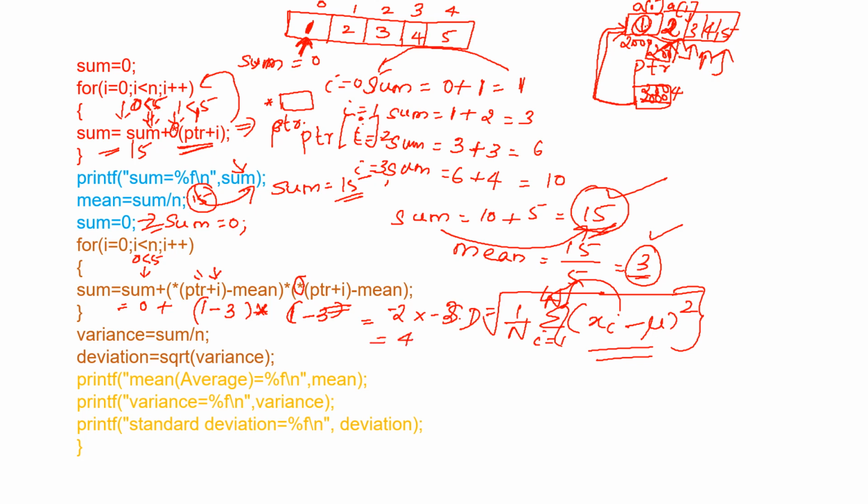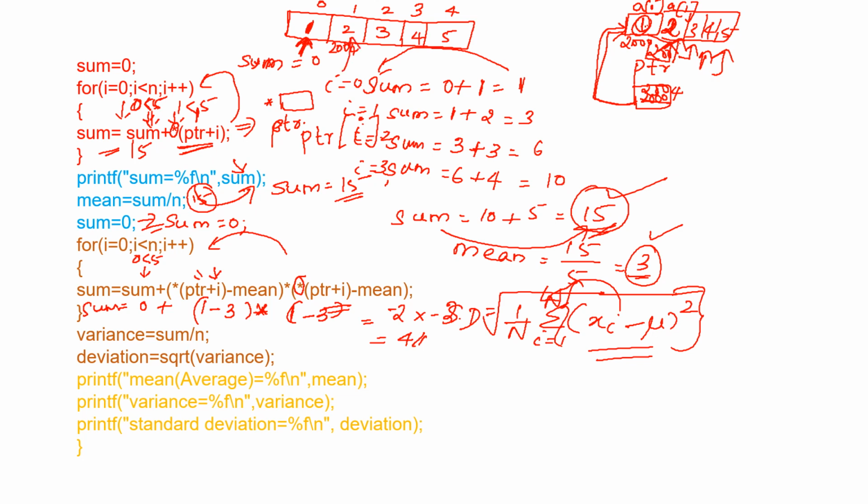Now sum will be equal to 4. First value you have got, sum is equal to 4. Now again i will be incremented. i will be equal to 1, right? Now it will jump to the next address. Inside the address, what is your element? It is equal to 2.